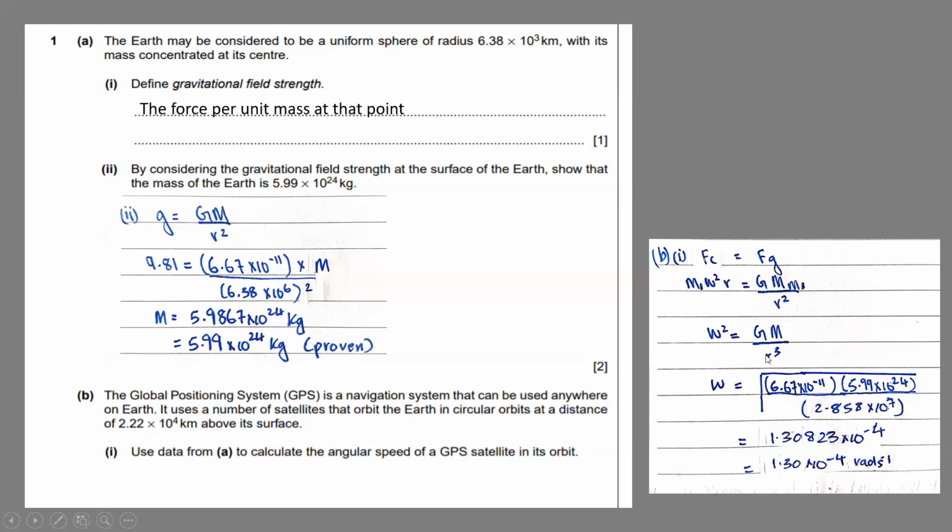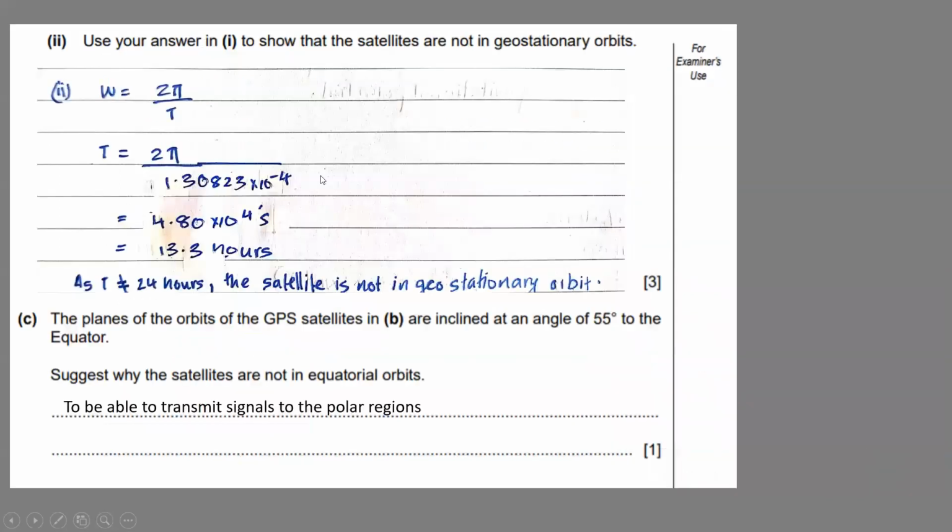You can substitute capital G in, and r cubed is 6.38 plus 2.22 times 10 to the power 7, which is 2.858 times 10 to the power 7, which gives us roughly 1.30 times 10 to the power negative 4 radians per second. Remember your units. It's good to know them. Usually in your answer key, you'll be given the units next to the answer space, but you need to know them for your own good.